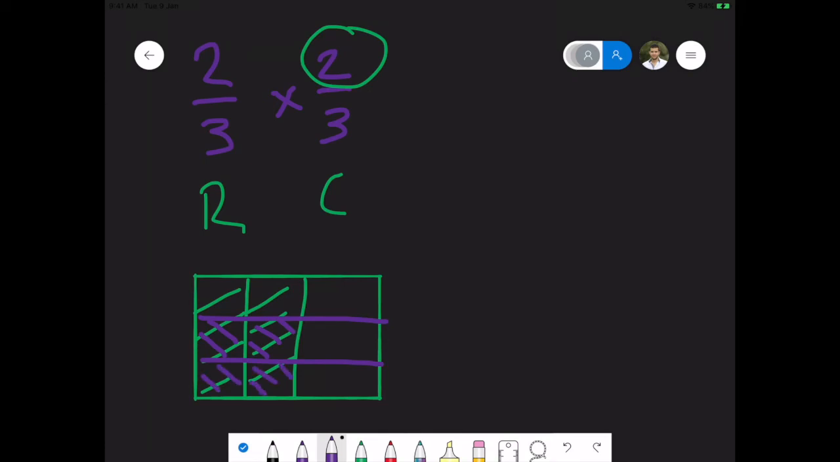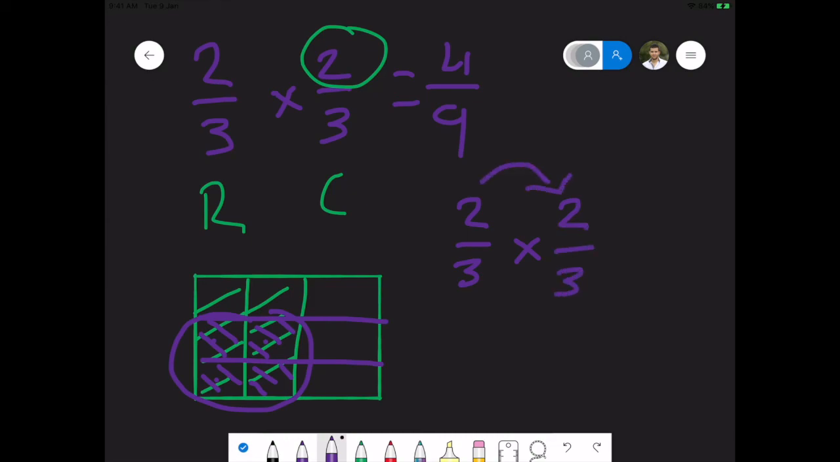So I need to count what has been double shaded. 1, 2, 3, 4 out of 9, which is my whole, because this is a 3 by 3 array. So let's confirm again by multiplying the numerator with the numerator, which is 2 times 2, 4, and the denominator with the denominator, 3 times 3, 9. There it is, 4/9, both with the model and by multiplying numerator with numerator and denominator with denominator.